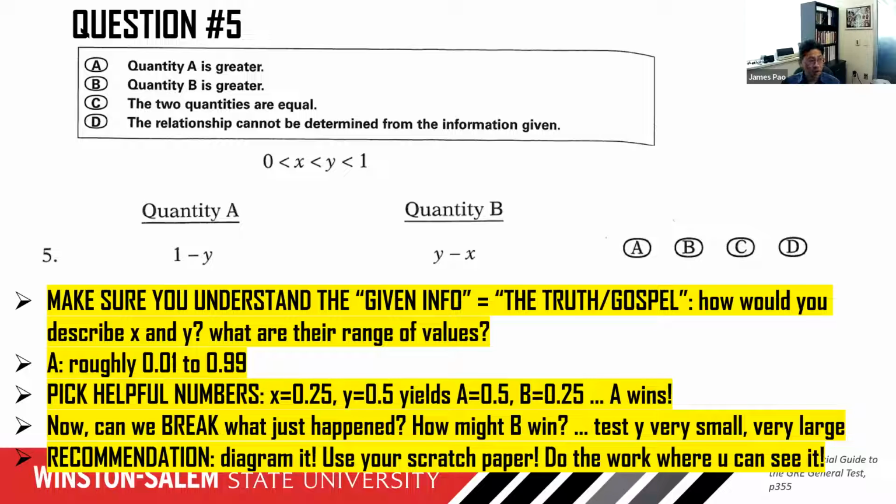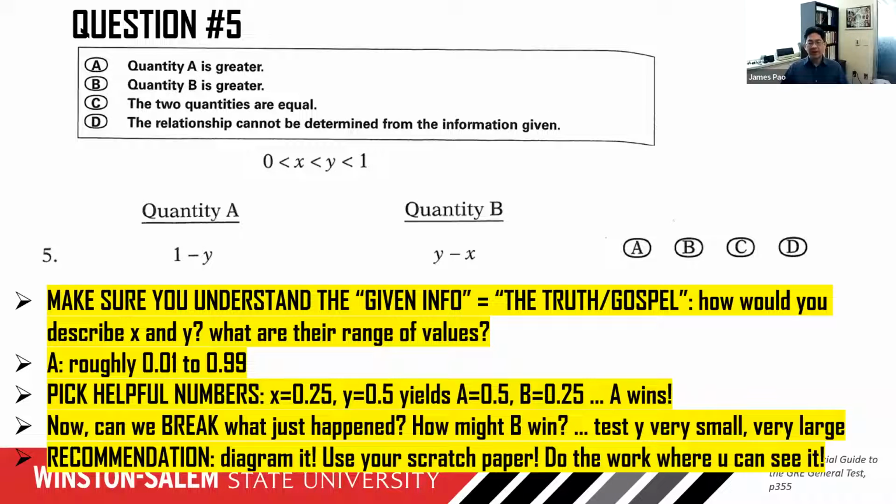Now that we've shown that A is bigger, I want to try to break what just happened. I want to show how B might win. Because if I can prove that B can sometimes win, then it's sometimes A wins, sometimes B wins. The answer is, you guessed it, D. So if I cannot break it, then I'm convinced that in fact it's always A. But what I'm trying to do is break it, because if I try to break it and fail, I know it is break proof, so to speak.